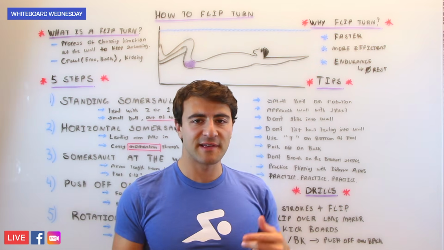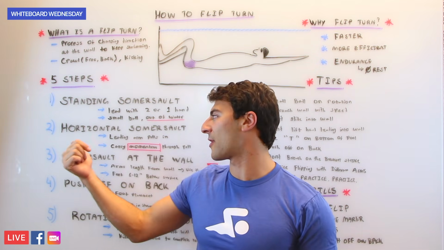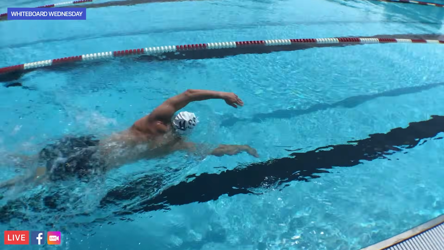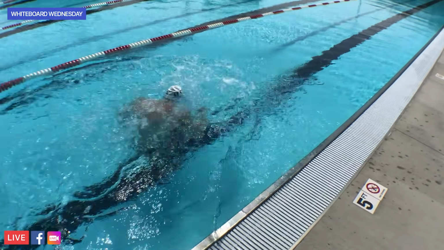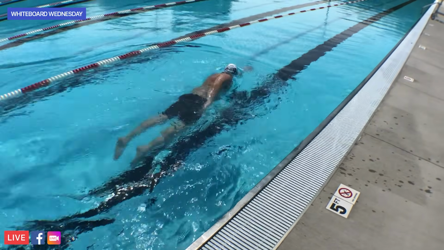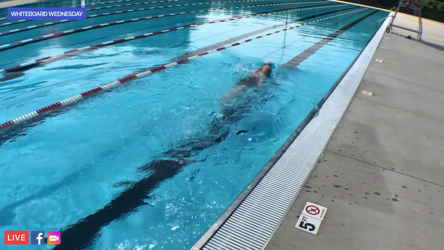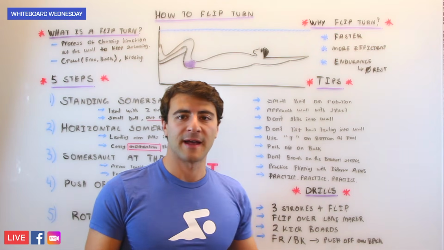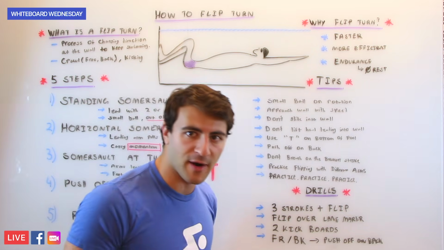The first drill is the 3 strokes plus a flip that we talked about over here. So you take your 3 strokes and then you're going to flip. You can do this as a set of 25s or 50s or even 100s. Just make sure you don't do it too much so that way you don't get too dizzy doing all of those flips.